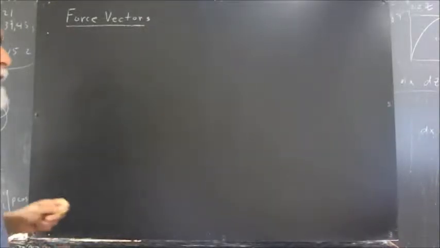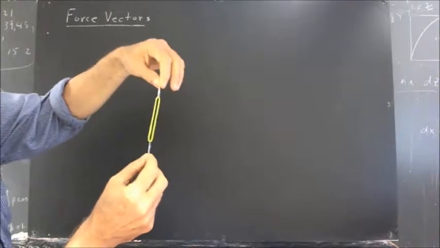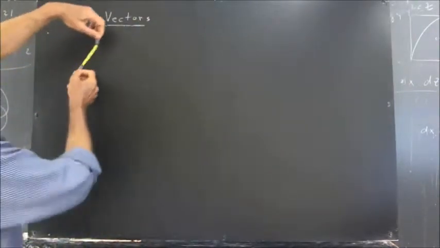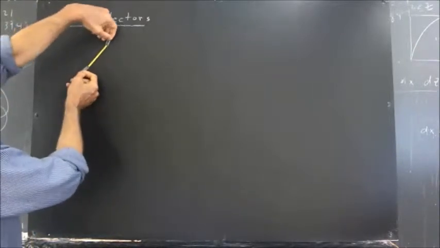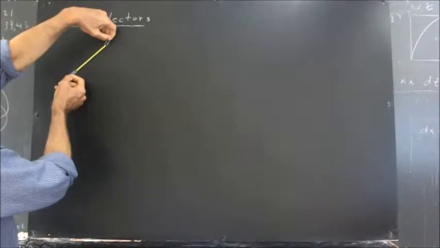Now we're going to talk about force vectors. I've got a rubber band here between a couple of hooks. Actually, the hooks are just a couple of paper clips. I keep those around. I use a lot of rubber bands and paper clips. Okay, so I stretch this thing out. Now there's a force being exerted.